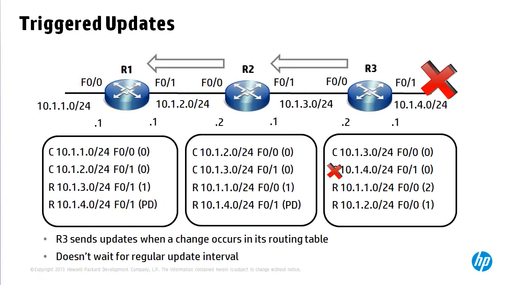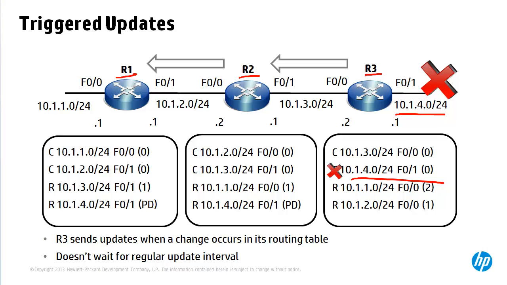Now, rather than waiting for the periodic or regular update interval, when a network goes down, routers will immediately inform neighbors of that change. So if there's a topology change and there's a change in the routing table, in this case, this network went down and is removed from the local routing table, routers immediately inform neighbors of that change. So router 3 updates router 2 using what's called a triggered update to inform router 2 of the change. Router 2 in turn informs router 1 of the change.